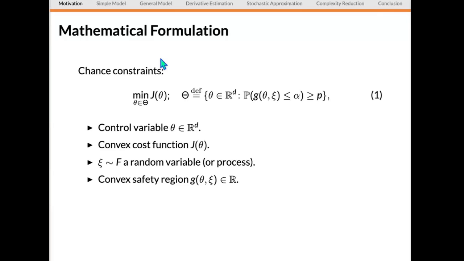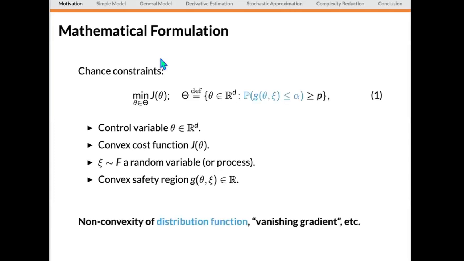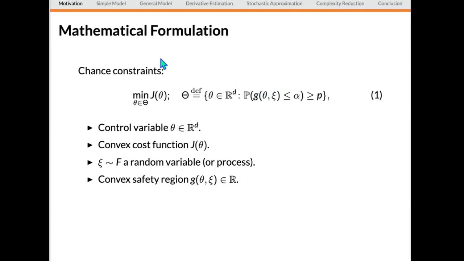The control variable is theta. We assume that it is a convex cost function. The C here is a random variable or process. We will see later that we can imagine that there's a process, and there's a convex safety region that is the real valued function.